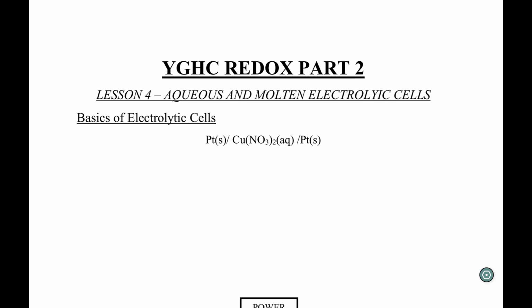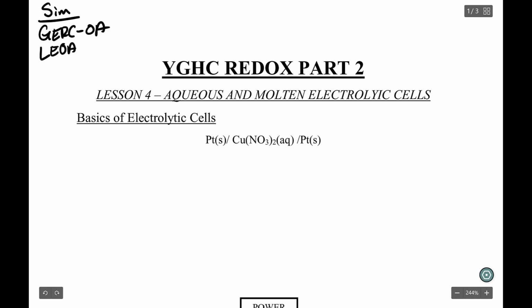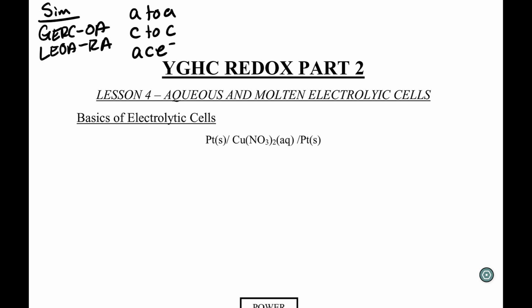In this lesson, we're going to look at electrolytic cells. Electrolytic cells have a lot of things in common with voltaic cells, but they do have some major differences as well. Starting with similarities, we still are using our acronyms, LEO GER and OA RA. We're still using AN OX, RED CAT: anions move to the anode, cations move to the cathode, and of course ACE, anode to cathode move electrons. But there are some pretty significant differences.